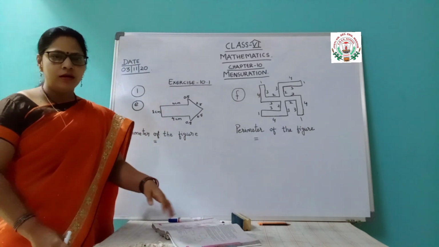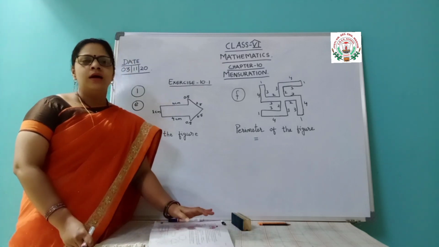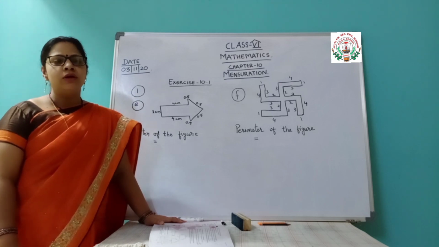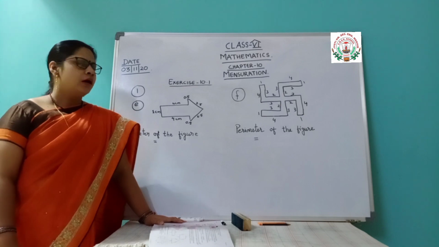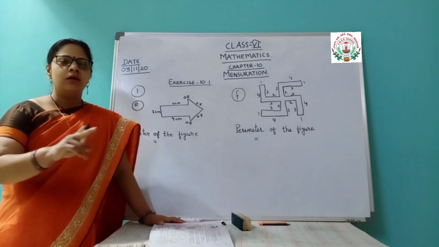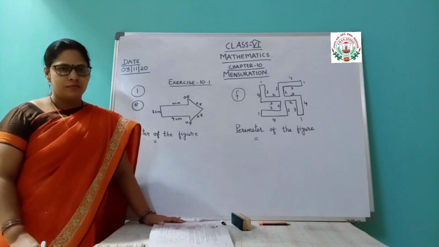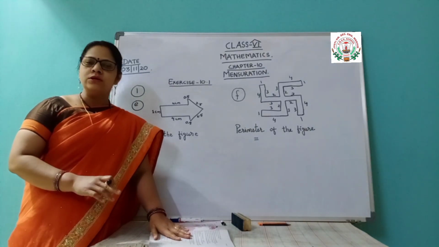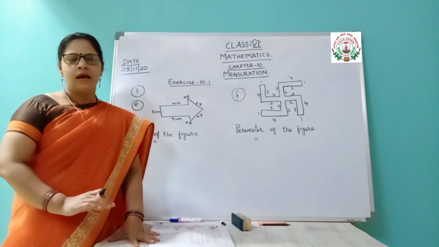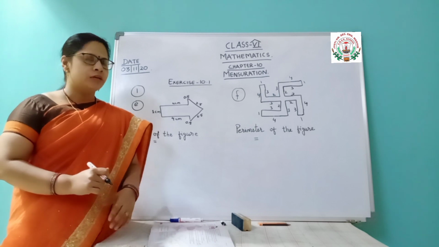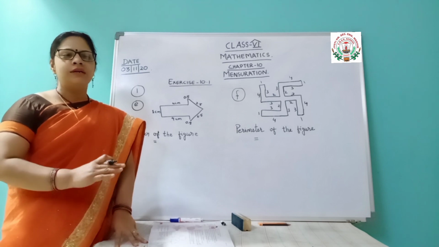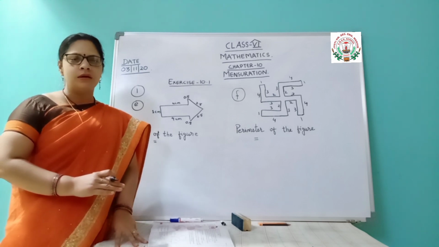Come to the topic we were discussing yesterday. We have started chapter 10, mensuration. Mensuration, the meaning I have explained, is to measure. And the first topic we have taken is perimeter. Perimeter means the total distance covered all around anything. If that figure is a regular figure, regular means having the same measurement of all the sides. And irregular means having different lengths of the sides, that is called an irregular figure.